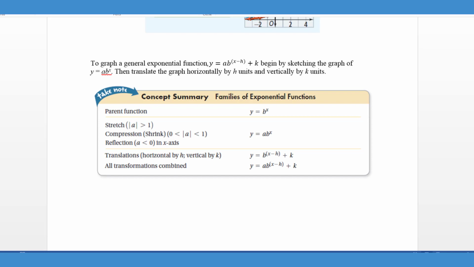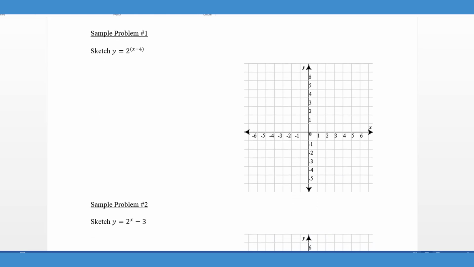I've given you quite a few examples to practice on. You're more than welcome to sketch those by hand. I'm going to simply demonstrate them on the calculator, and you can do the same thing if that's what you would like to do. So I'm going to move over to the calculator to work on all of the sample graphing problems.